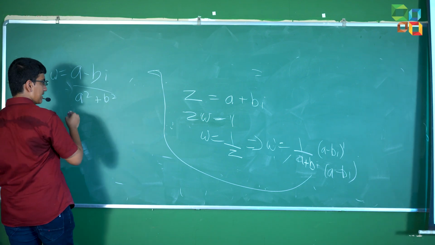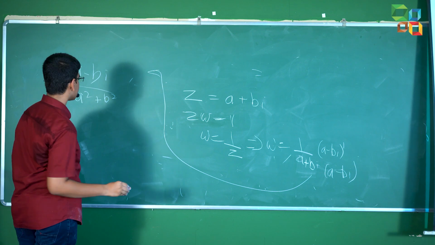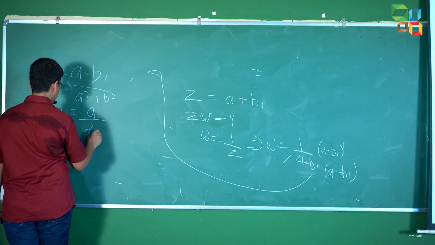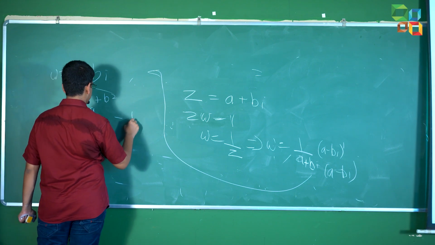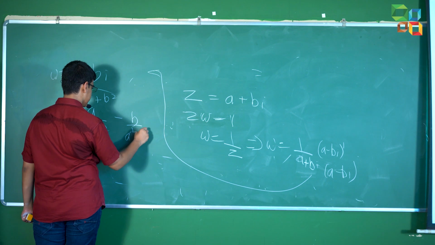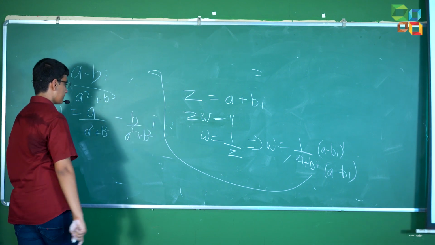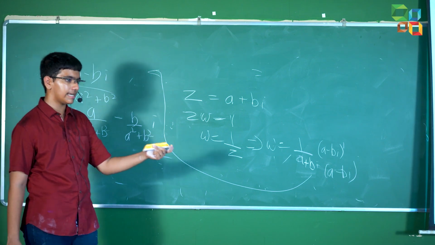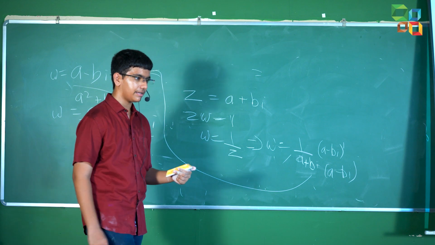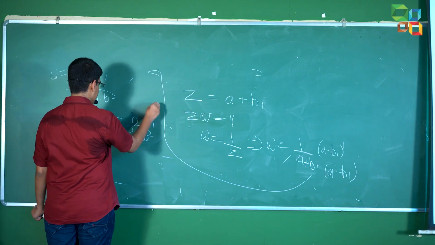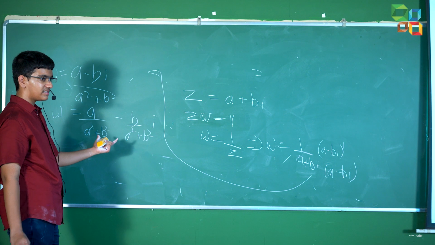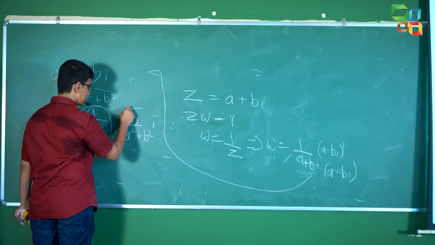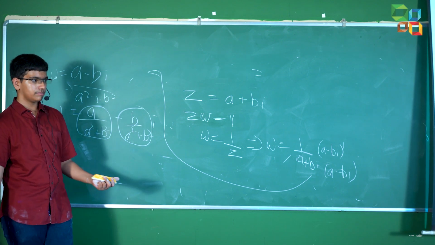Now, again, writing it in the x plus yi form, right? w equal to a by a squared plus b squared minus b by a squared plus b squared into i. Now this is interesting, right? So you have w is a part of the set Z of i, right? So this entire thing has to be a part of Z of i, right? What does that mean? This has to be an integer and this has to be an integer, right?